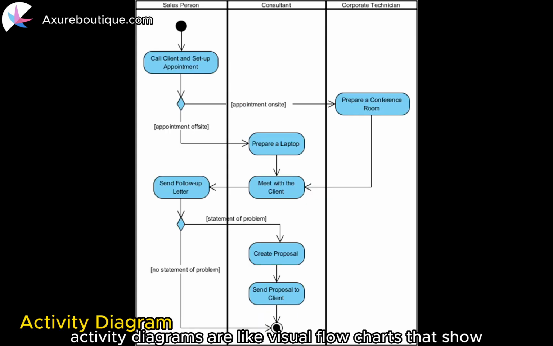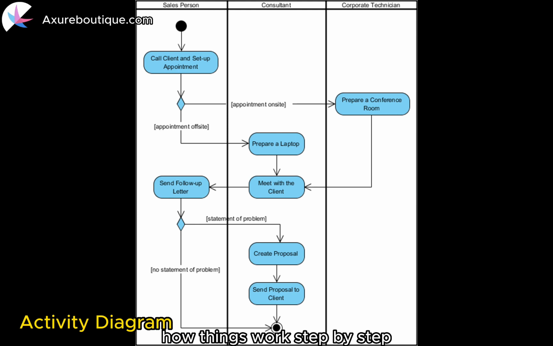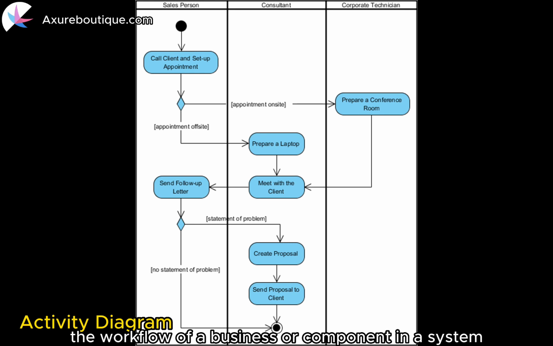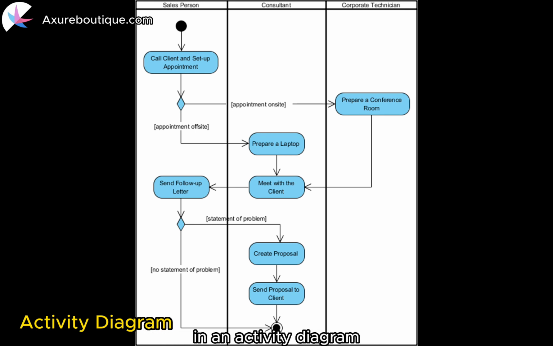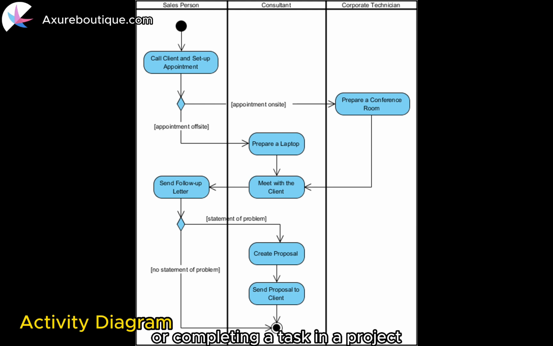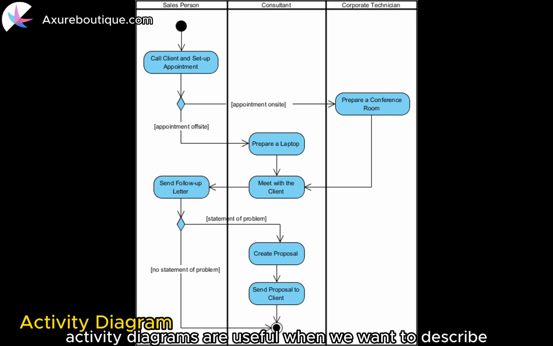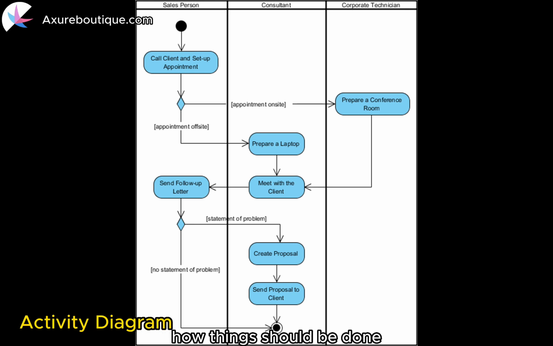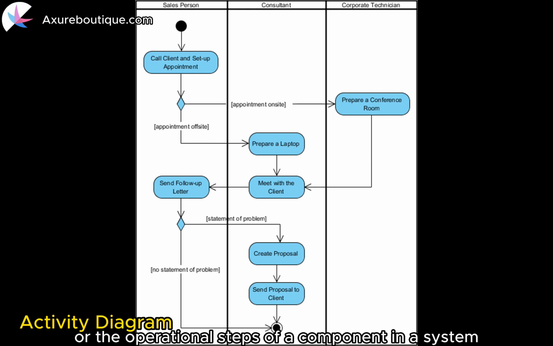Activity diagrams are like visual flowcharts that show how things work step by step. They help us understand the workflow of a business or a component in a system. In an activity diagram, we use different shapes and arrows to represent the different steps or activities in a process. These activities can be things like making a cup of tea or completing a task in a project. Activity diagrams are useful when we want to describe how things should be done in a clear and organized way. They can show the workflow of a business or the operational steps of a component in a system.